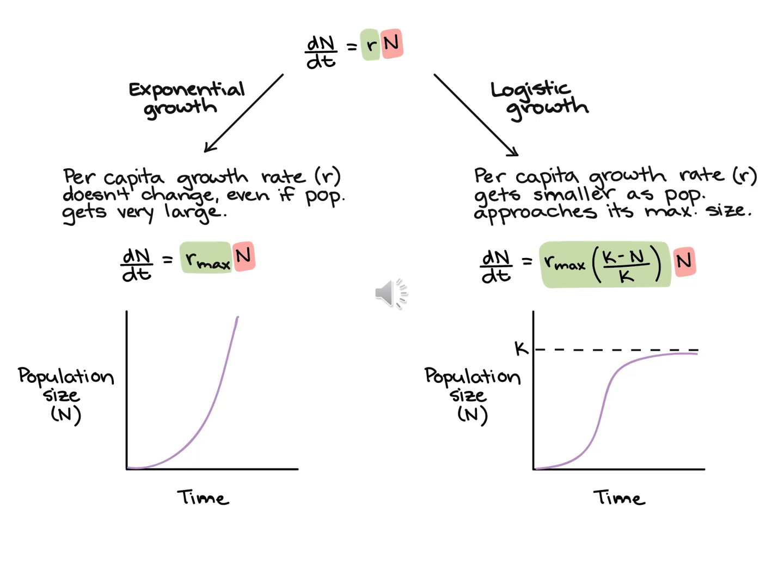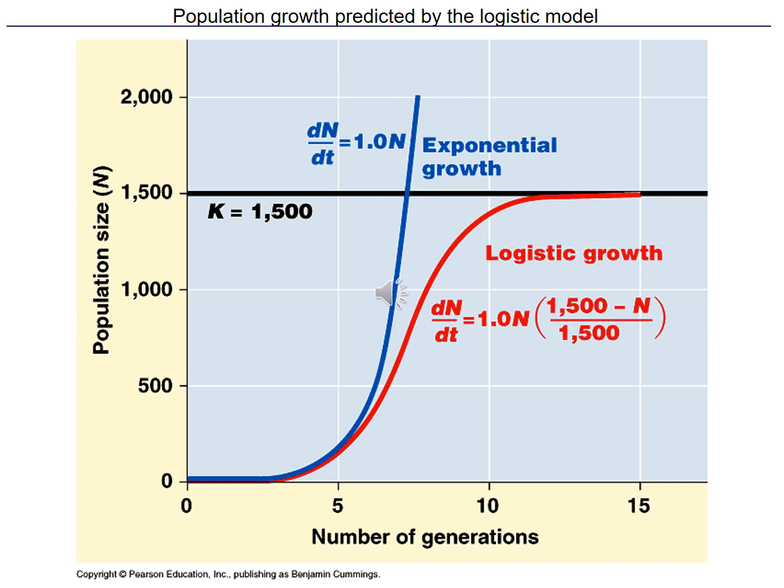Again, these graphs are population size over time, so they're showing you the rate of population change. This is very similar to the last slide, just a little cleaned up and showing you a hypothetical population size, which would be the maximum of K, which would be 1500, and putting some numbers into these equations to give you an idea of how they're used.